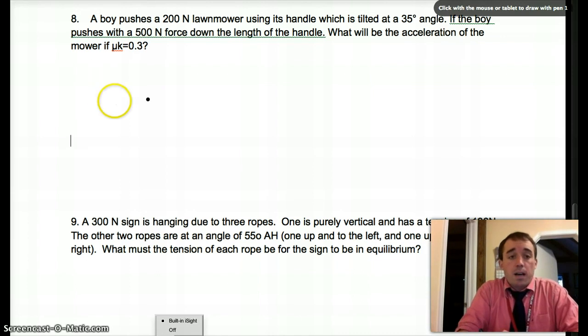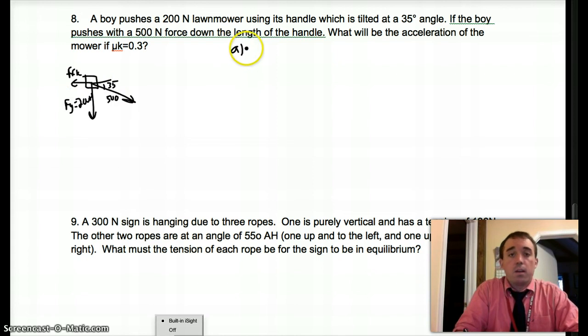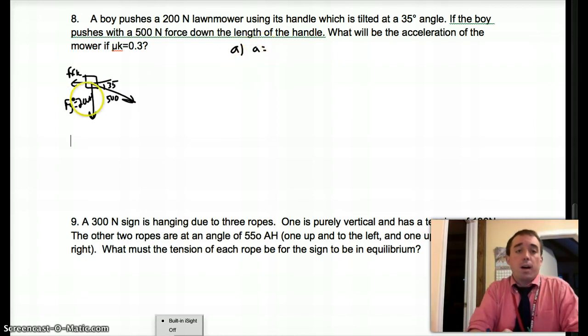So this one, we have a 200 Newton mower, so that's our FG, 200 newtons. We have the angle, 35 degrees, with 500 newtons. And we've got to figure out, we know there's friction acting backwards, FFK. We've got to find our acceleration. Alright, so how do we do this?